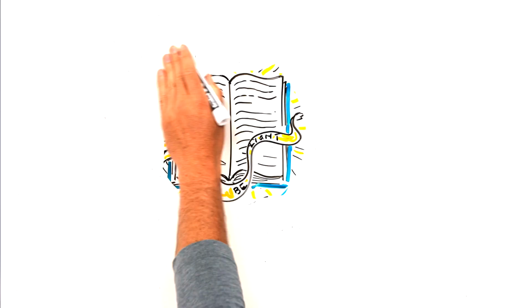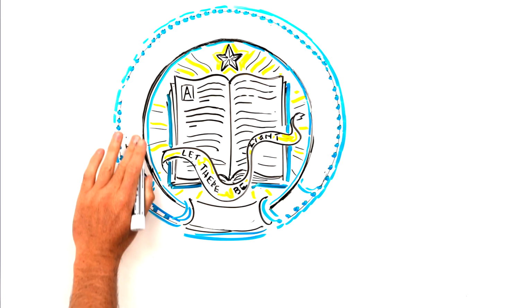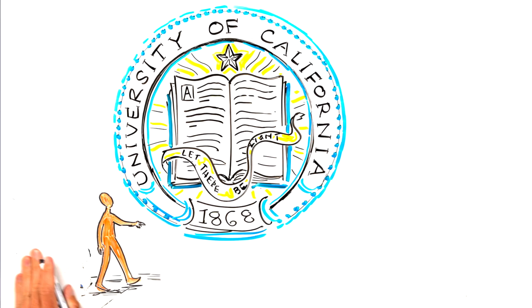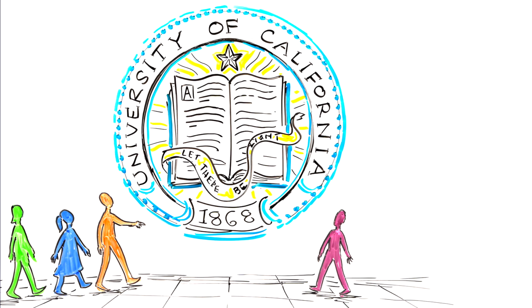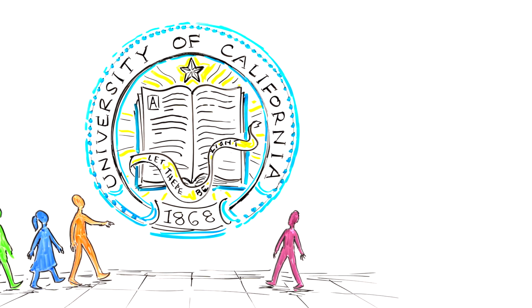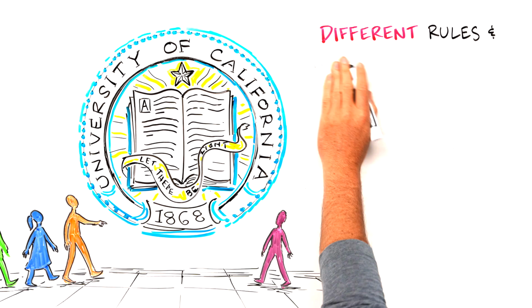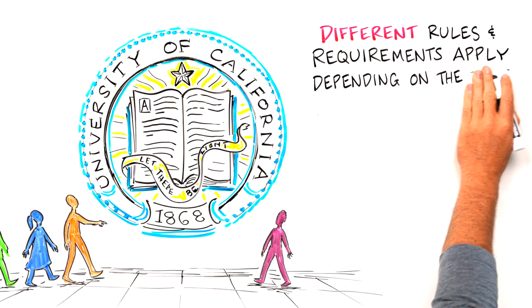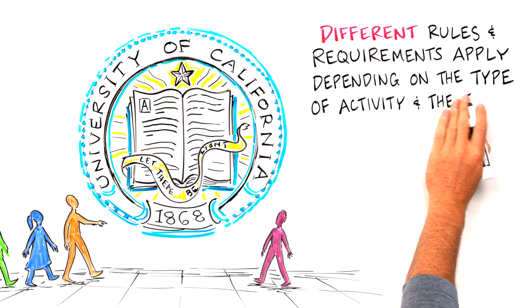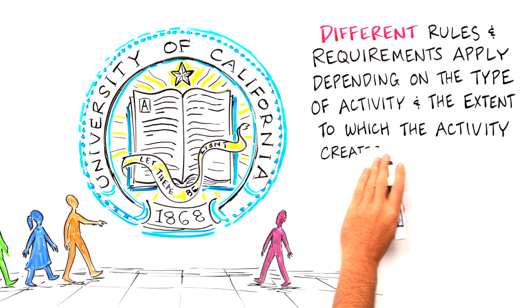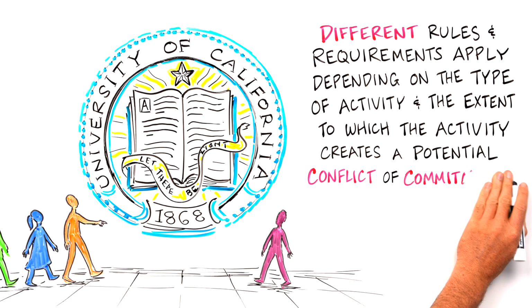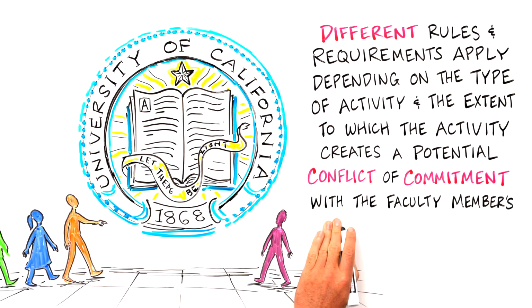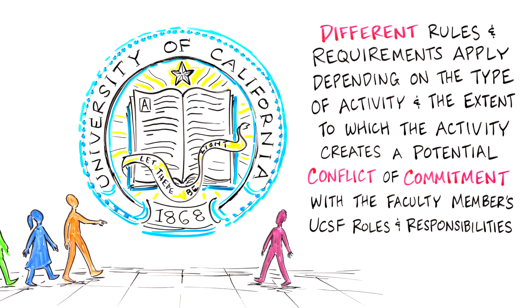Faculty owe their primary professional obligations to the University of California. The university recognizes the benefit of faculty engagement in outside professional activities, and different rules and requirements apply depending on the type of activities and the extent to which these activities create a potential conflict of commitment with the faculty members' UCSF roles and responsibilities.